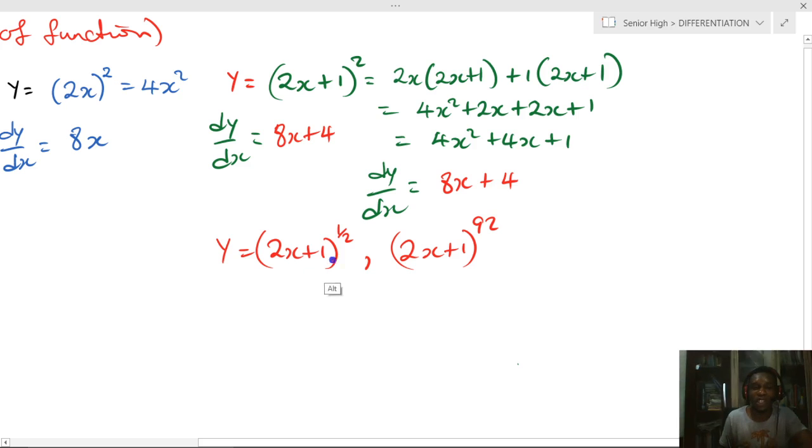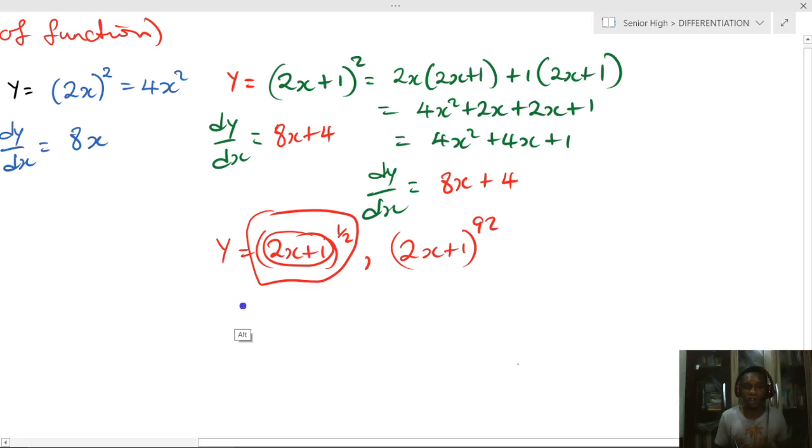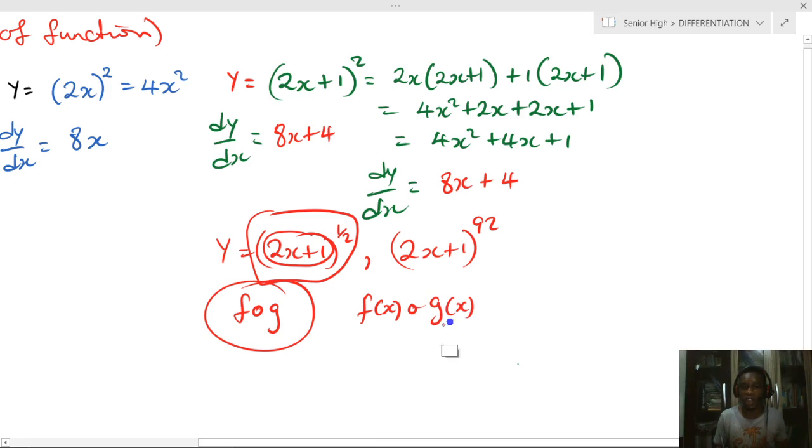The function of function rule is whereby you have a function that you need to differentiate, but it is inside another function. So what is the function you need to differentiate? It is actually this 2x plus 1, but it is inside another function, which is raised to the power of 1 over 2. So that's what we call the function of a function. It's actually found from what they call the composite function, which is when you have a function inside another function, denoted by f of g, or you can write it as f of g of x.